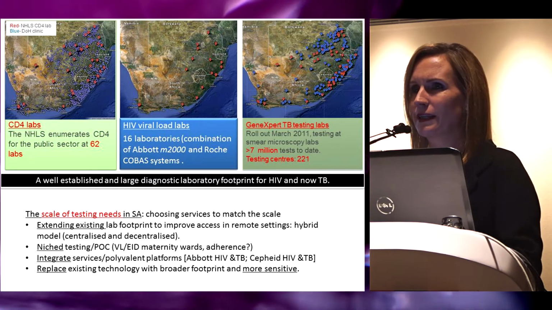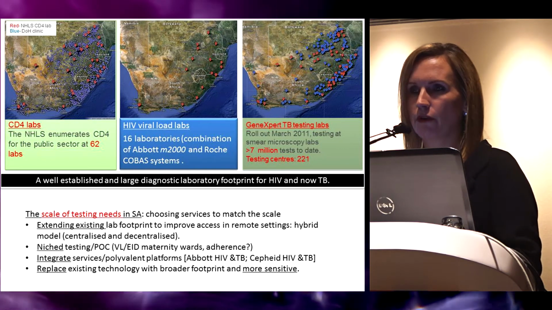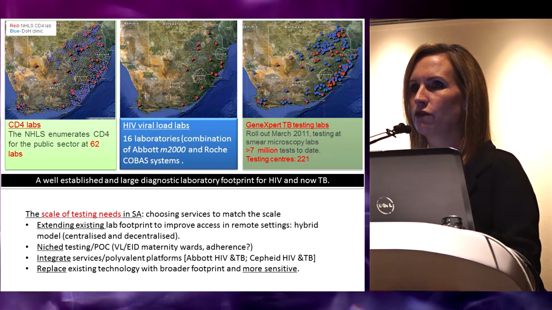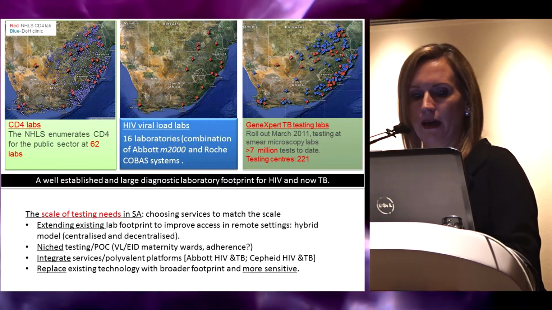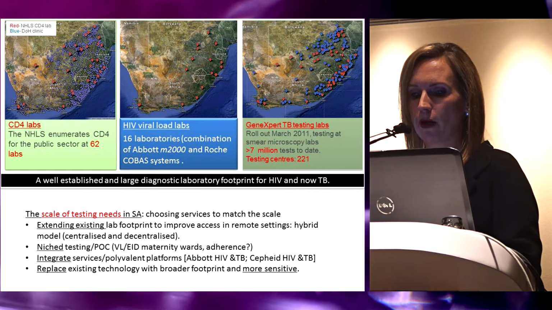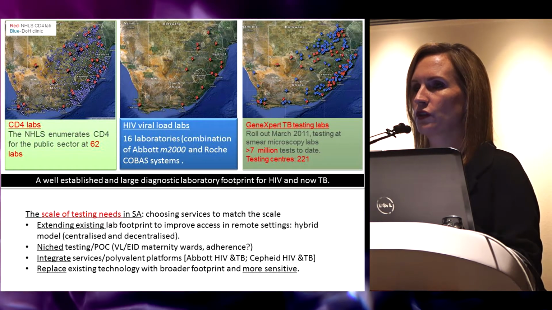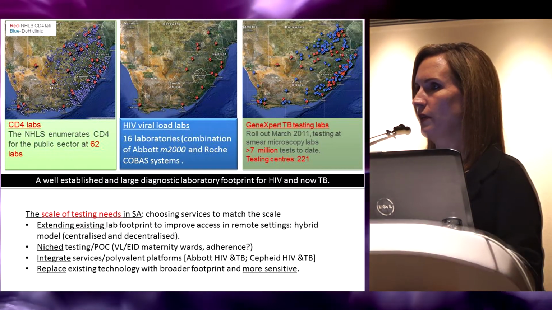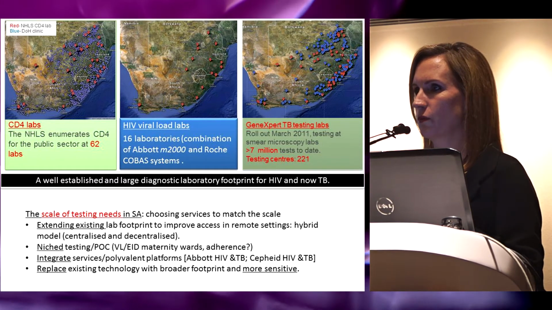You must also look at the niched approach of your testing. So you must include your point of care, your viral load, your early infant diagnosis, your TB. You have to really look at polyvalent assays as well. And you must also replace your existing technology with a broader footprint and more sensitive technology. So if you really are going to make an impact in your country, it has to be all pre-analytics, and the sensitivity of your assays has to increase as well.